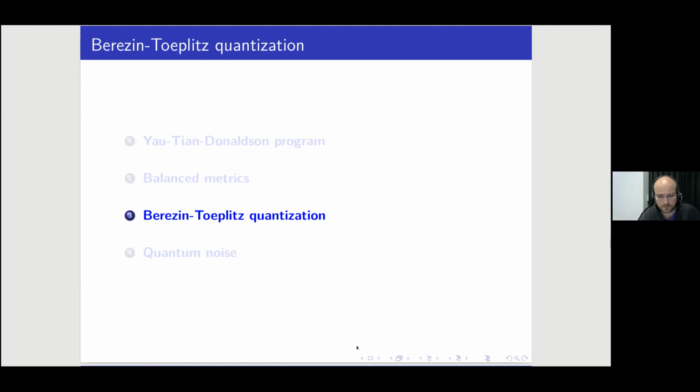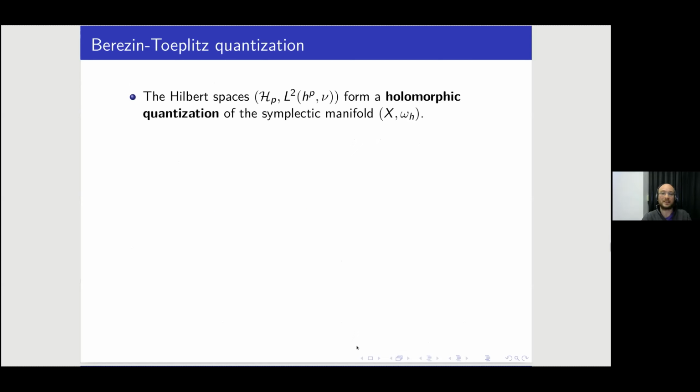Now I will tell you more results, but more about the quantization aspect of this program. And indeed, the spaces of holomorphic sections with L2 product form what is called a holomorphic quantization of X seen as a symplectic manifold, right? Where omega H is the symplectic form associated to the Kähler metric GH. And H is some given positive Hermitian metric here, right?